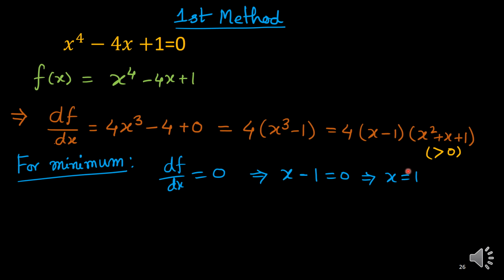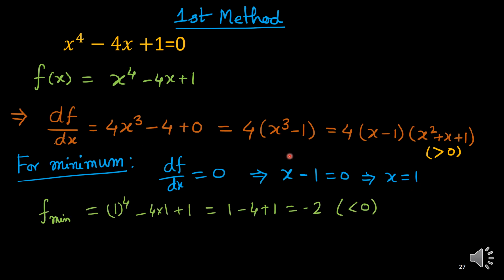Okay. So at this minima, we need to find out the function value. So what is the minimum value? I'll replace x equal to 1 in the original function. So this x is replaced by 1 here. So 1 to the 4 minus 4 into 1 plus 1. This will give you 1 minus 4 plus 1. So 1 plus 1 is 2, minus 4 equal to minus 2. So this is negative. Okay.